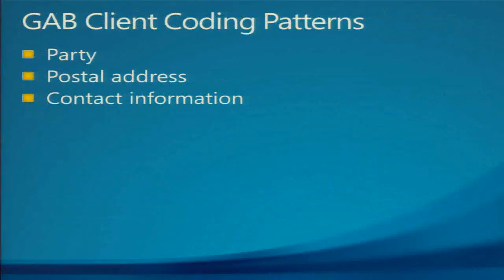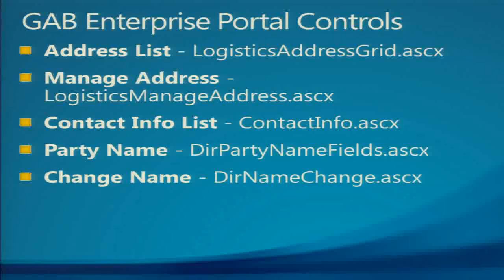So some of the client patterns that I showed are the party, postal address, and contact information. I don't have a demo for this on Enterprise Portal, but I just also want to mention that on the Enterprise Portal side, we also have the same level of abstraction where we create EP controls to manipulate address and contact information and party name and also change name. So you get the same consistent feel for your party entities in EP as well.